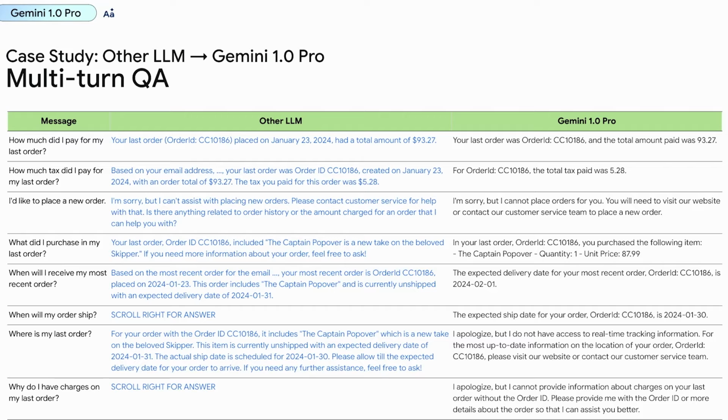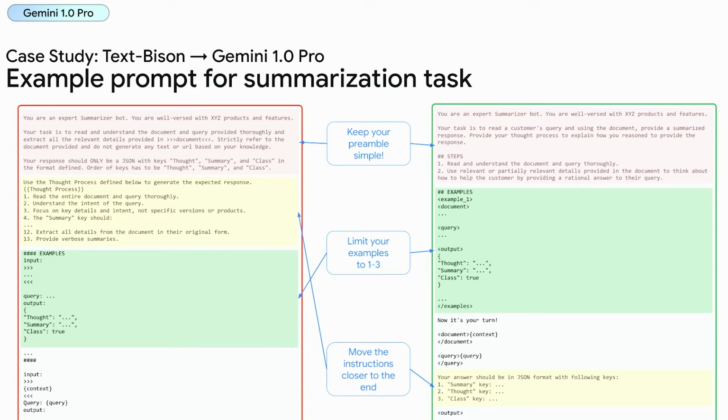So this is for that same multi-turn question answering chat that we saw. After rewriting the prompts based on those guidelines, we saw that the response from 1.0 Pro was found to be much more succinct and accurate than the other LLMs. And this is for another use case where we are migrating from text-bison to Gemini Pro. As you can notice, the rewritten prompt is much simpler with instructions added towards the end.